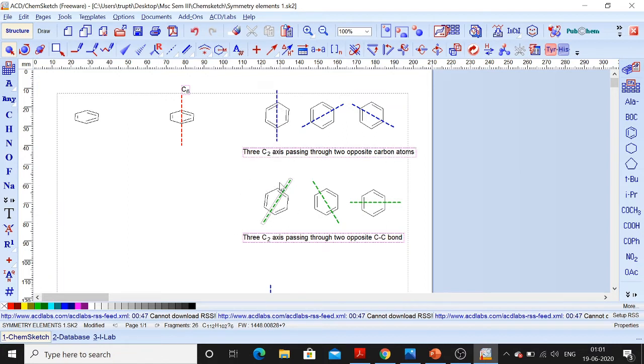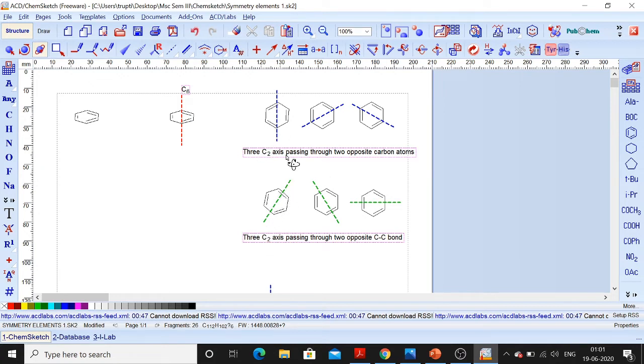Now look at this example also. You can see I have taken this axis now. It is not passing through the opposite carbons, rather it is passing through the middle of two opposite bonds. So now let us say I'm just taking this molecule and rotating it through this axis. When I rotate this molecule through this axis, I get the equivalent structure after rotating it through 180 degrees. That means this axis is again a C2 axis.